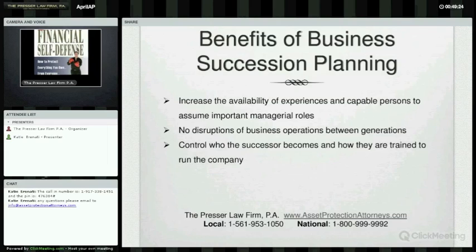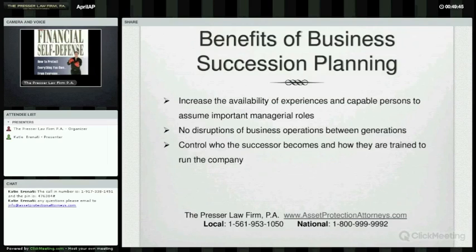Also, a huge benefit is that there's no disruption of the business operations between the generations. If you're running a dentist office and you pass away, well, if it takes you 6 months to get your act together, you might have lost all your clients. So you really want to make sure that there's no disruption in business. And most importantly, you can control who the successor becomes and how they're trained to run the company.